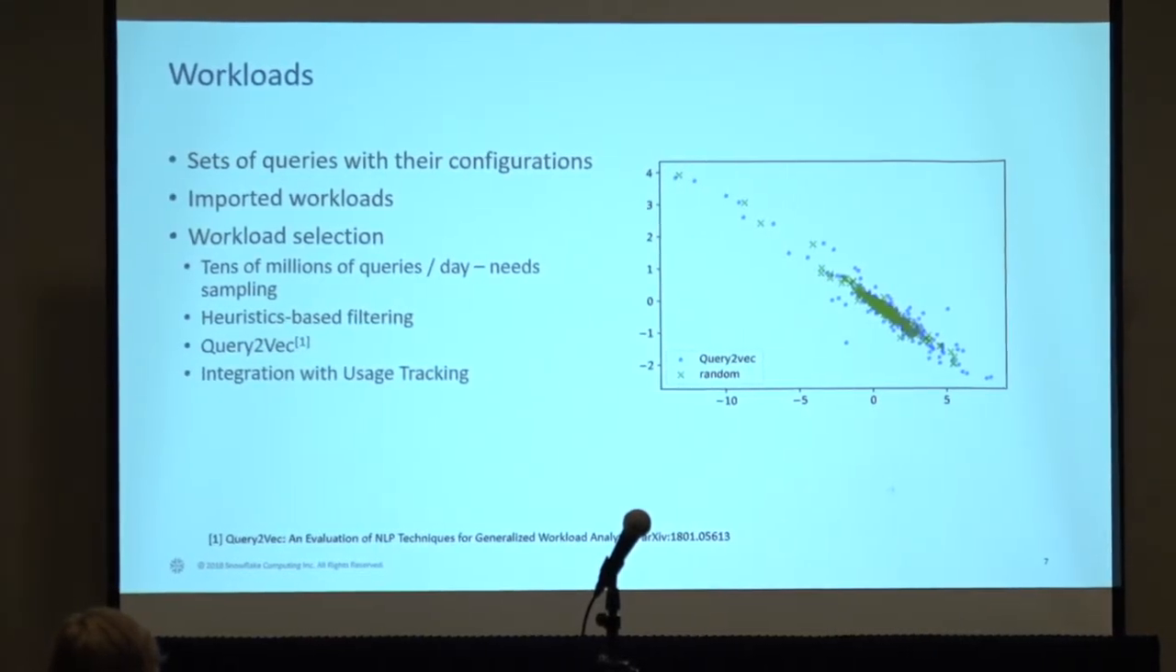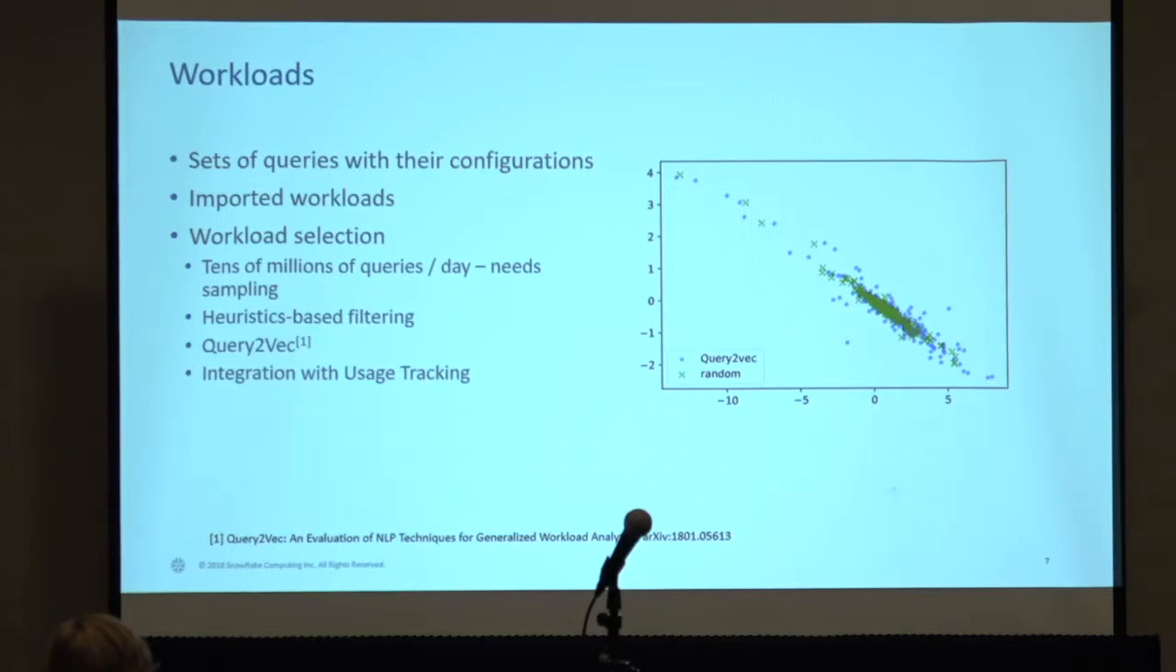So a Snowtrail workload is basically a set of queries with the configurations to run. A workload can be imported if the developer knows exactly what workload she wants to test. The workload can also be automatically selected by Snowtrail. As we mentioned, we run tens of millions of queries per day, so it's impossible to rerun everything. So we need a very good sampling mechanism.